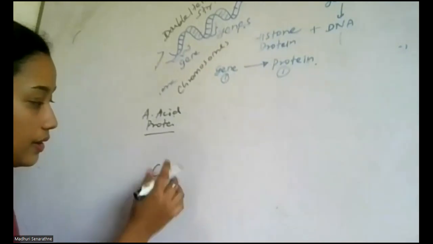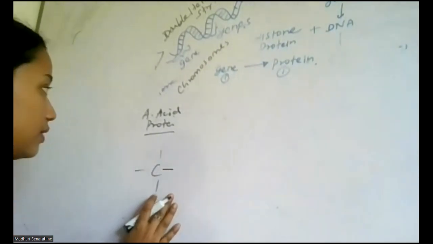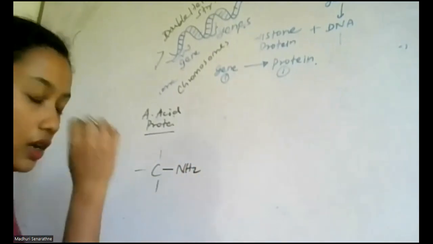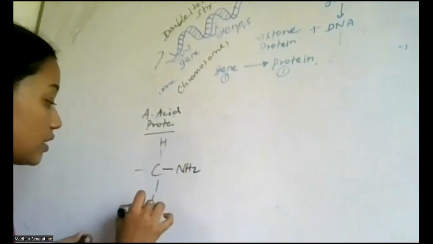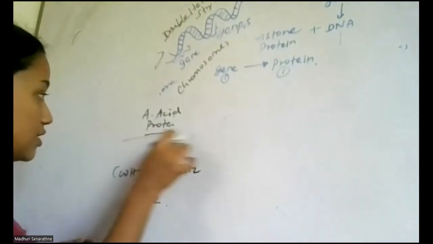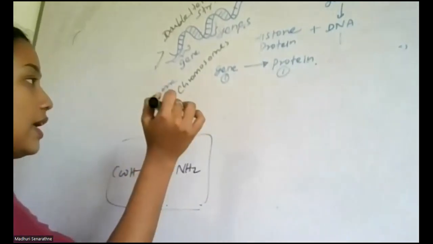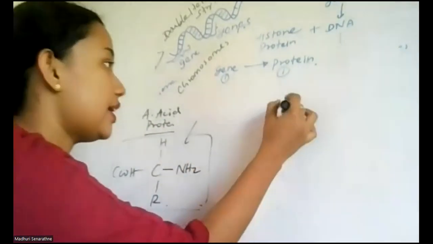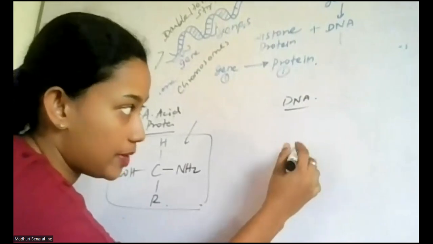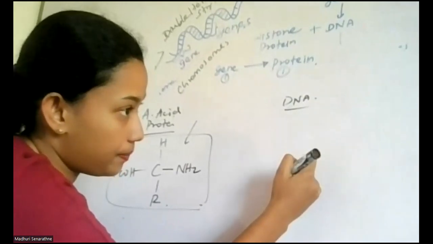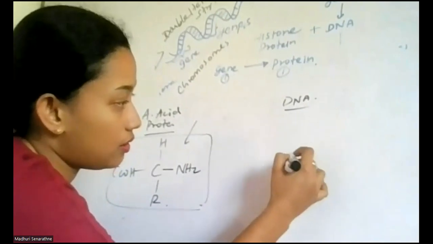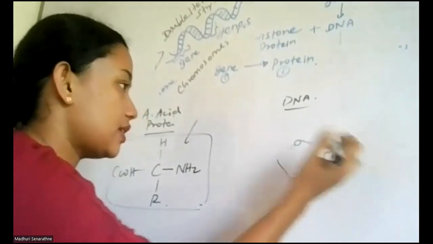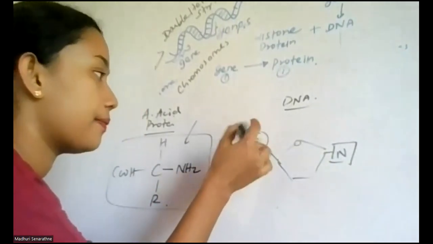If you can remember, in proteins there is an NH2 group, a carboxyl group, hydrogen, an R group, and the COOH group. This is known as an amino acid. And in the case of DNA, we are talking about nitrogenous bases. We have a pentose sugar group, nitrogenous bases, and a phosphate group.